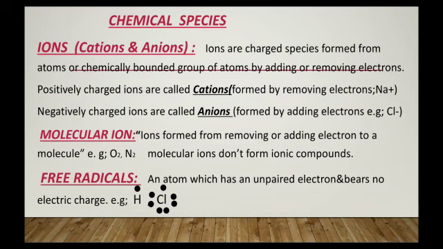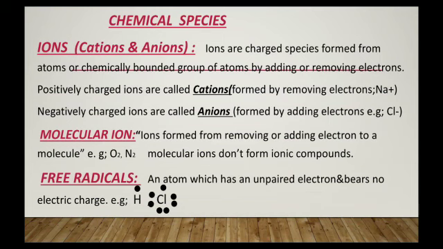Next are the free radicals. What are free radicals? Free radicals are atoms which have unpaired electrons and they bear no electric charge. Obviously, when they are atoms, the number of positive charges will be equal to the number of negative charges. You can also remember them as atoms which have an odd number of electrons; only an odd number of electrons will leave an unpaired electron. These atoms are called free radicals, and they are denoted with a dot on them.